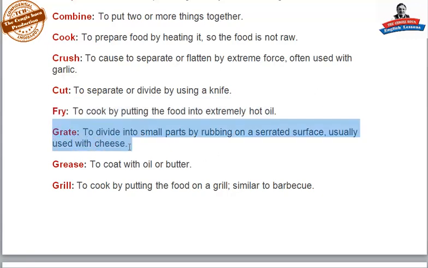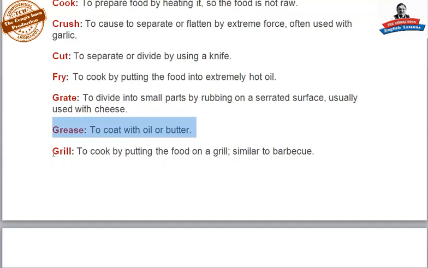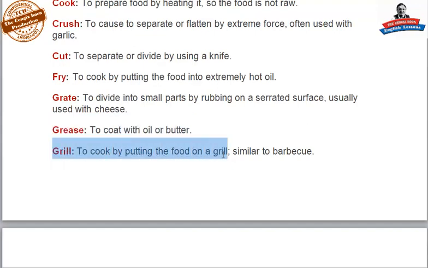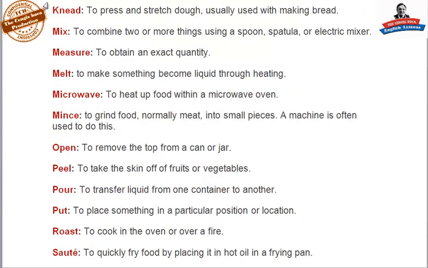Grate is to divide into small parts by rubbing on a serrated surface, usually used with cheese. Grease is to coat with oil or butter. Grill is to cook by putting the food on a grill, similar to a barbecue. Knead is to press and stretch dough, usually used with making bread.